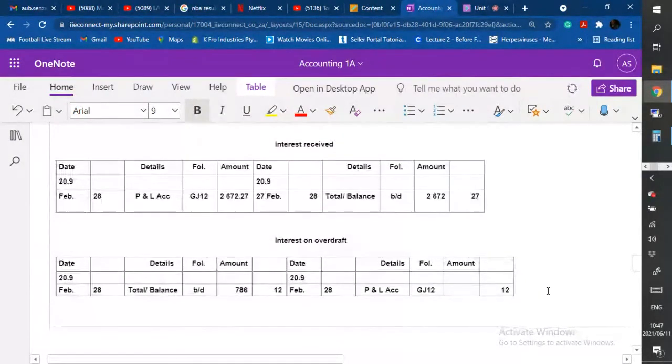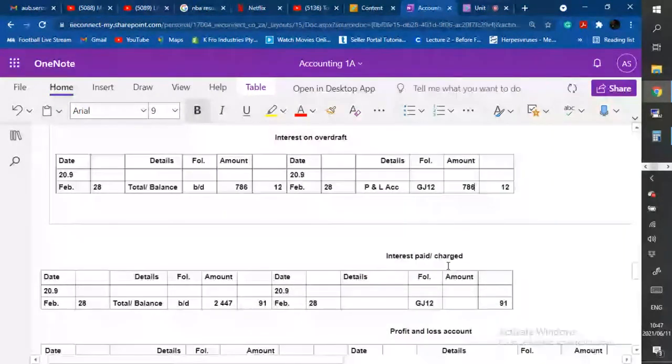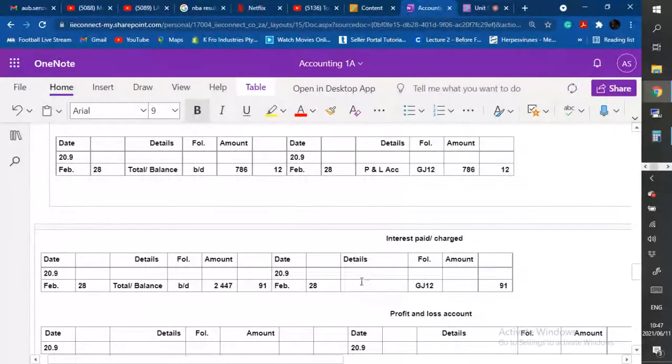What was this? Interest received. Okay, yeah, so that was an income. Okay, that's fine. 786. I thought we were done with the incomes, that's why I was a bit confused, but that's cool. Interest paid this time, equal and opposite entry. Credit this account. 2447.